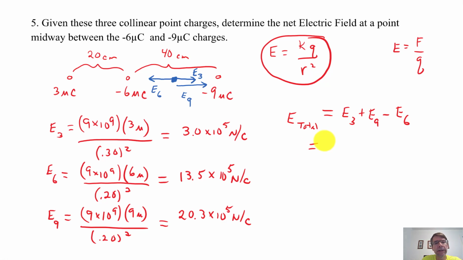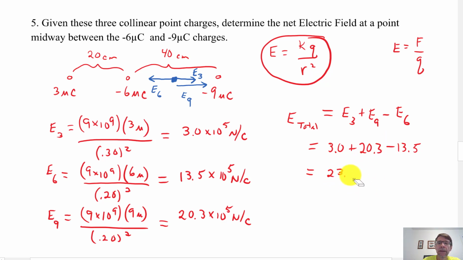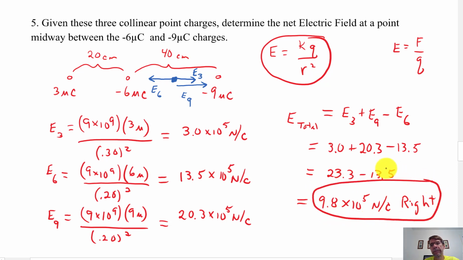So I have E3, which is, I'll just put down 3.0 plus 20.3 minus 13.5. Those are all times 10 to the 5th, just to make it simple for us right now. So I don't need a calculator. It's 23.3 minus 13.5. So that comes out to be, what, 9.8 times 10 to the 5th. Put that back in there. Newtons per coulomb, and the answer is to the right. The direction is important as well. So that's the net electric field at that location.